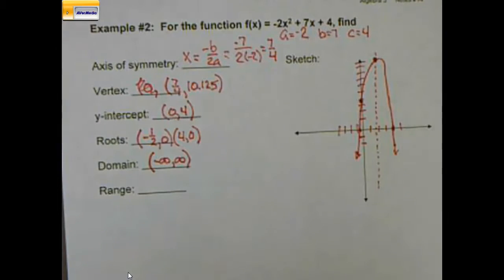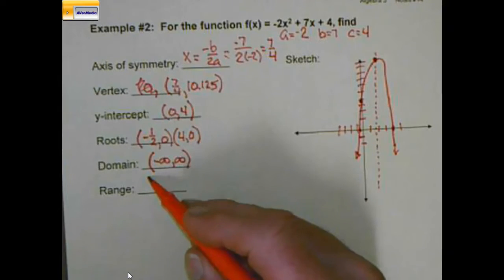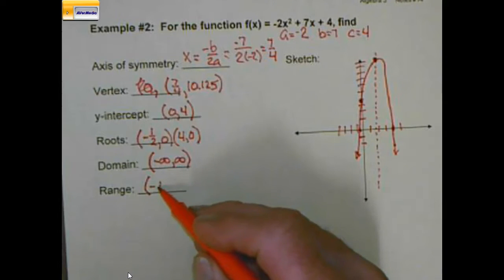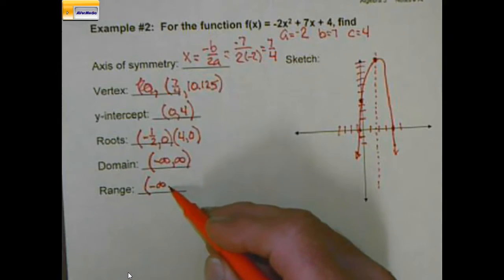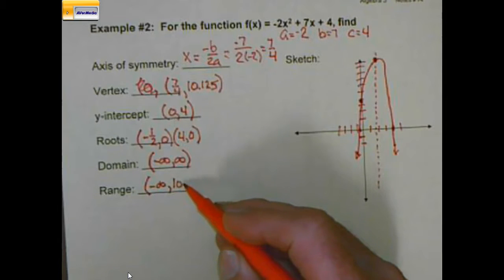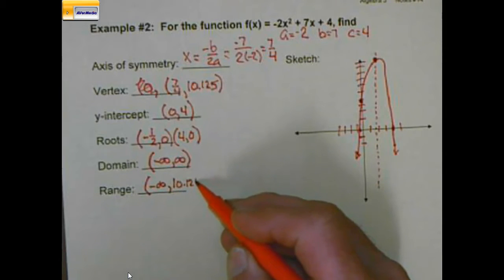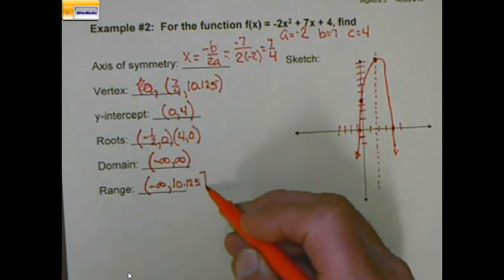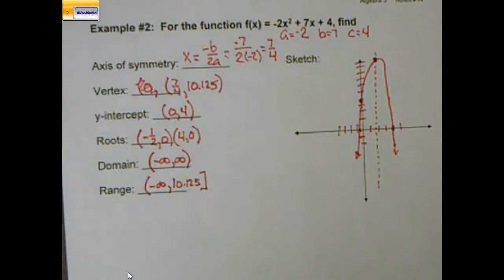Okay. Our range, our maximum is at 10.125. Our minimum, we're going down to negative infinity. So we always start with the minimum. We go to negative infinity. We're going to our maximum, which is 10.125. And we use the square bracket because that value is included.